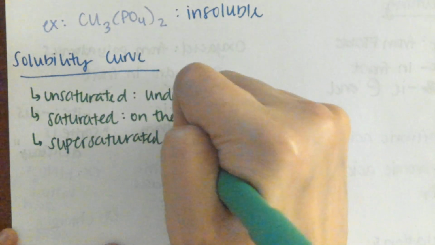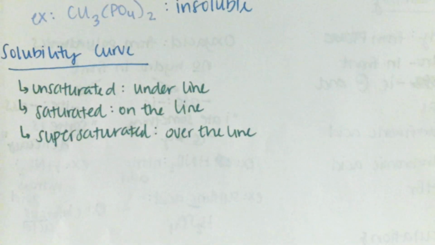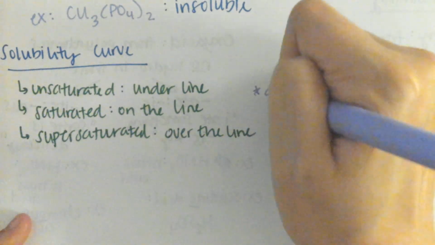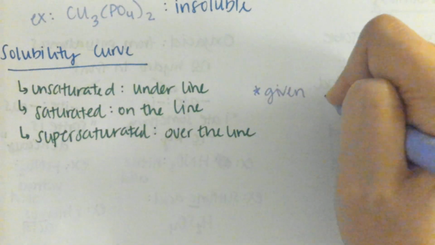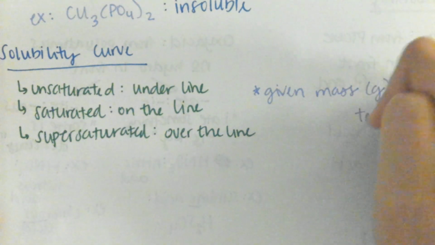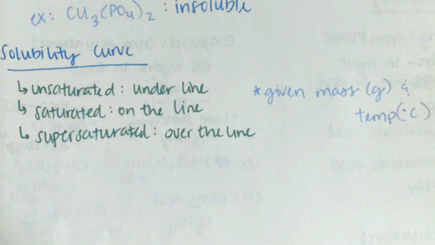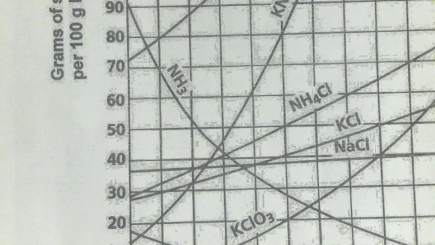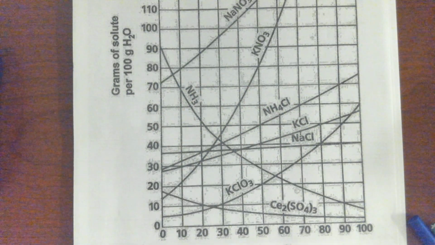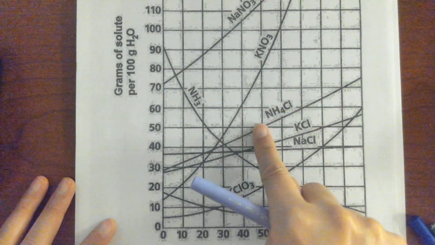Supersaturated is over the line. Okay, and you only consider this when you're given your mass and the temperature. So if I'm giving you a question where it's like, okay, 50 degrees, 40 grams of KNO3, where does it fall on the graph? That's when you literally pinpoint it and then compare it to the line.